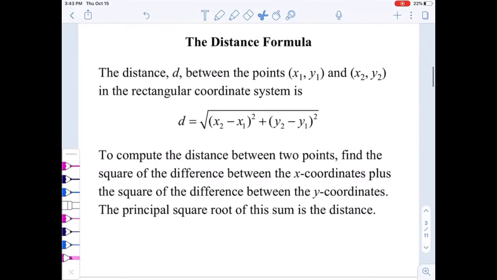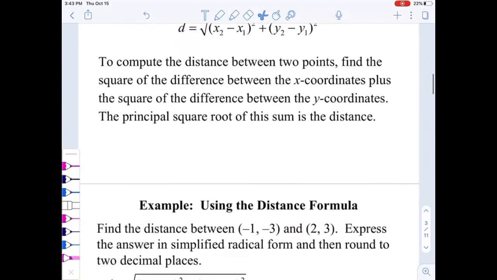So the distance formula, the distance between 2 points, x1, y1, and x2, y2 in the rectangular coordinate system is d is equal to the square root of x2 minus x1 squared plus y2 minus y1 squared. To compute the distance between 2 points, find the square of the difference between the x-coordinates plus the square of the difference between the y-coordinates. The principal square root of this sum is the distance. Principal means the positive square root, since the distance can never be a negative value.